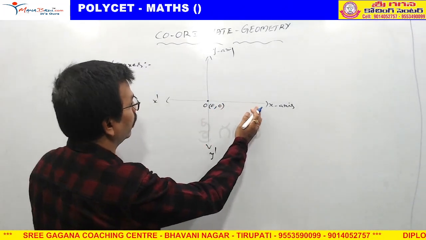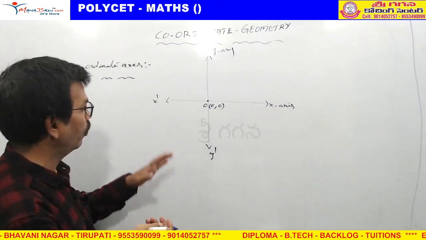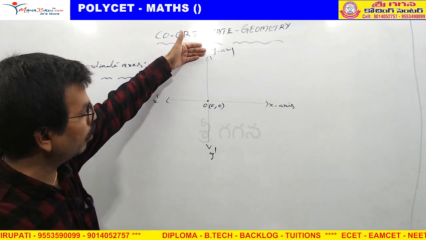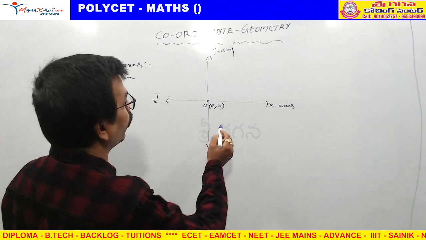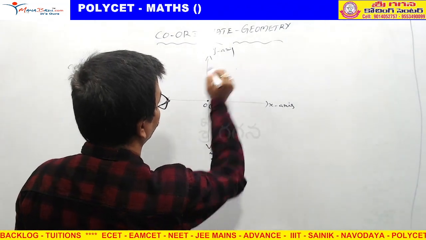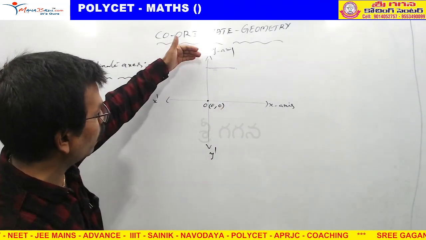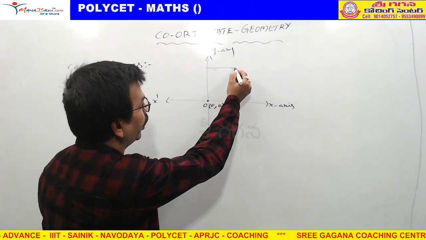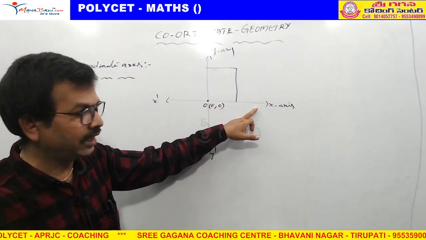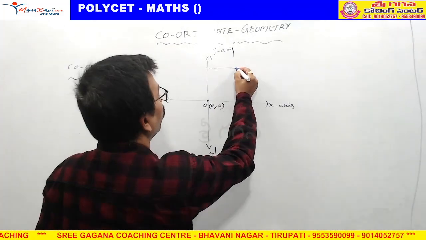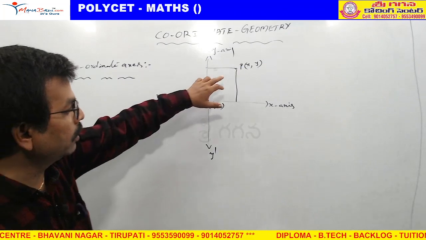So if you take this side, the right-hand side, always positive values will come on the x-axis, and on this side negative values will come. On the top side of the y-axis positive, and on the down side negative values will come. For example, if we take any point here, I am taking one point. If you join this line, this line is perpendicular to the y-axis. Same point I am joining this side now. This line is perpendicular to the x-axis. Now I am giving here point P(x, y).